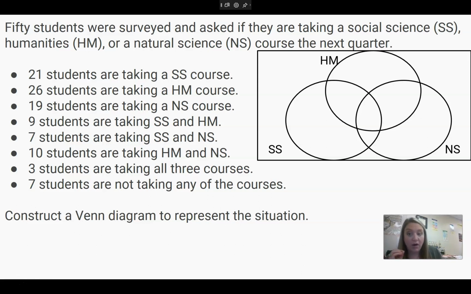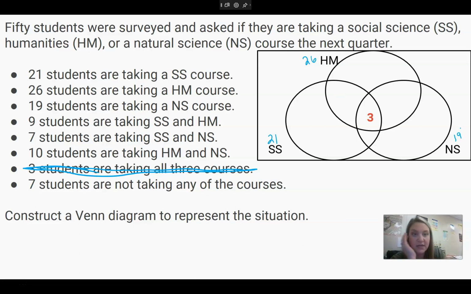Okay. We always start from the middle out. Always, always, always. So how many students are taking all 3 courses? 3 students are taking all 3 courses. So a 3 goes dead center in the middle. I'm also going to go ahead and put the totals. So there should be 21 of my social sciences. There should be 26 in the circle for humanities. And there should be 19 total taking the natural science. That's a little thing I like to do. Make sure all my numbers in those circles add up. Okay, always start in the middle. Now we're going to work our way out.